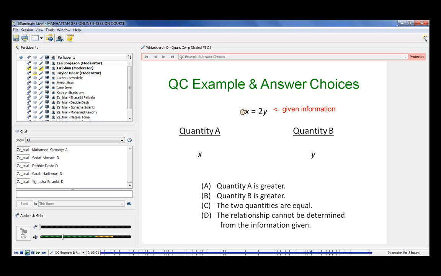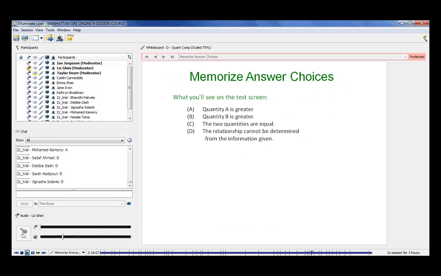When I think about this problem, though, I want you to first just look, and you're right, D is the correct answer. We're going to come back. Okay. Given information, quantity A, quantity B, and then our answer choices. All right. This is what you're going to see on the test screen.